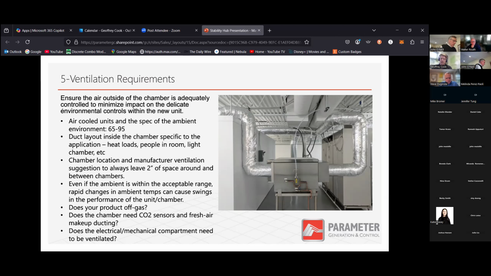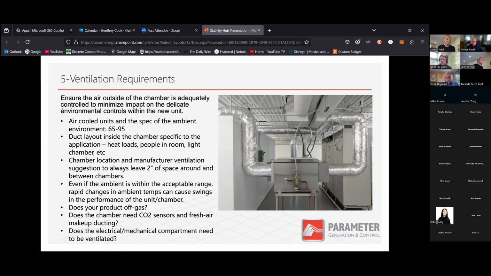But even if your ambient is within the acceptable range, if it is changing rapidly within that range, you will see those muted swings in the conditioner or inside your chamber.